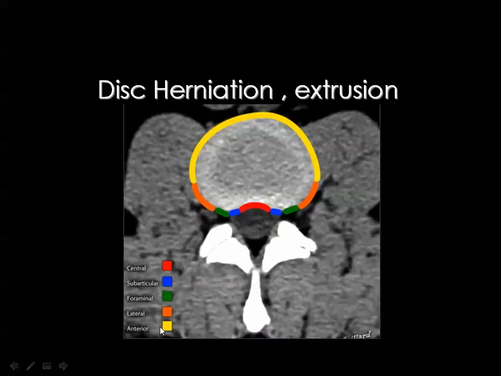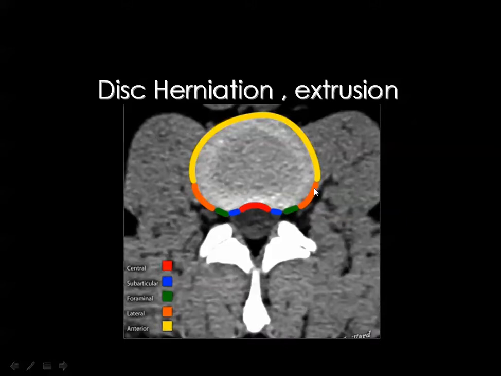Then for disc herniation or extrusion, the annulus should be torn, and there are 5 sites for annulus tear. The first one is in the middle, which is known as central disc herniation. The second one is a little bit off the midline, and this is known as paracentral, or sometimes is known as subarticular. The third one is in the foramen, so it's called foraminal disc herniation.